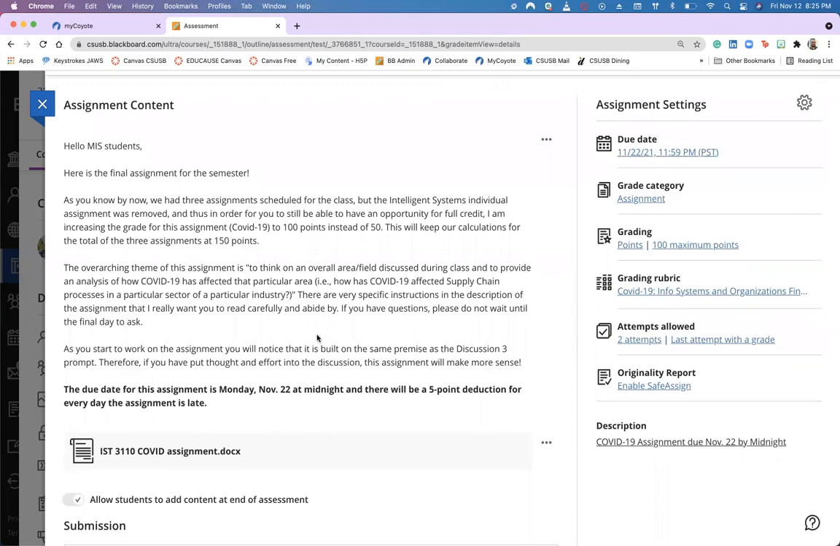This is very straightforward. You're just simply going to choose an overall field or area, discussed during class, to provide an analysis of how you think COVID-19 has affected that particular area, right? And so I give you an example.